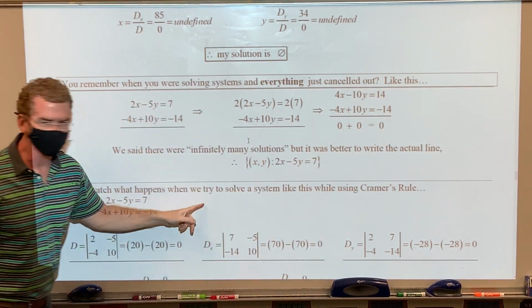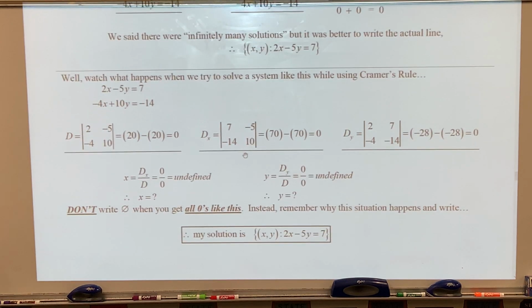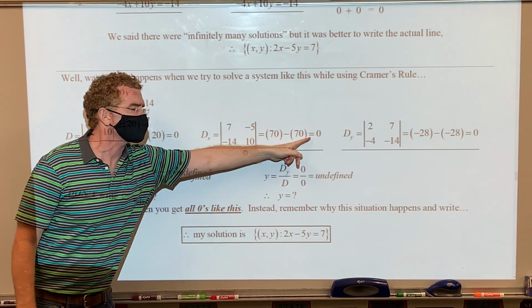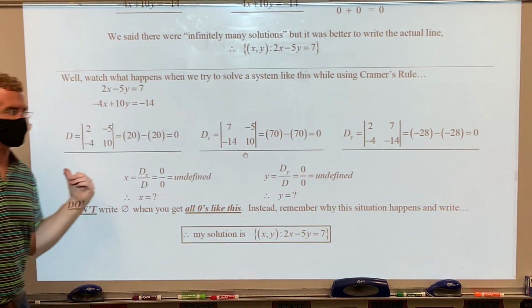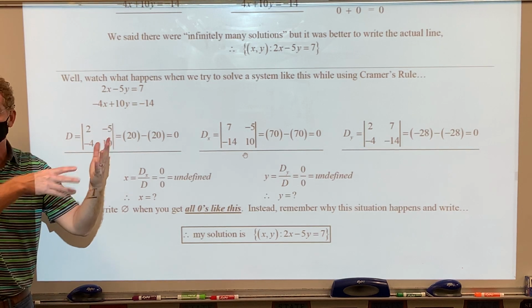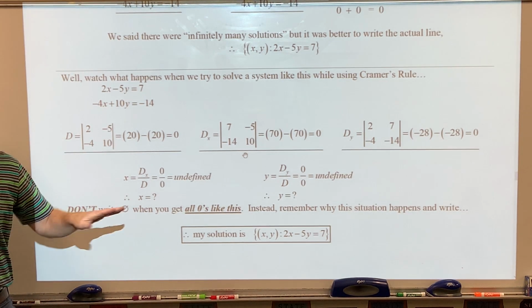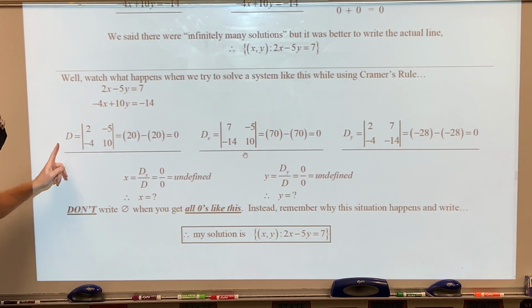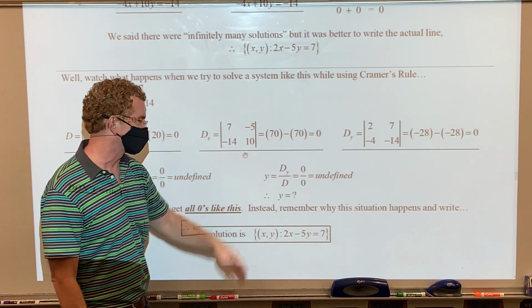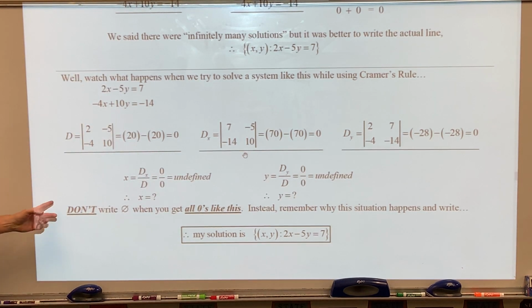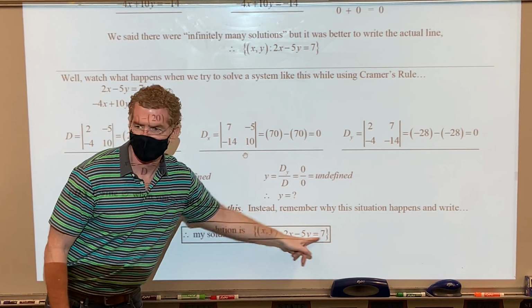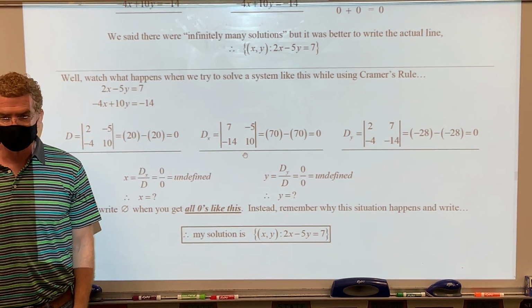Well, look what happens when you do Cramer's Rule on these. Not only do I still get 0 for the d, but I also get 0 for the dx and 0 for the dy. So if I ever get 0 for the d and the other numbers exist but are weird, that means no solution. But if I ever get 0 for the d value, the determinant value, and for the other things, that means I'm going to have infinitely many solutions. And in this case, the actual line itself. Are y'all with me on this?